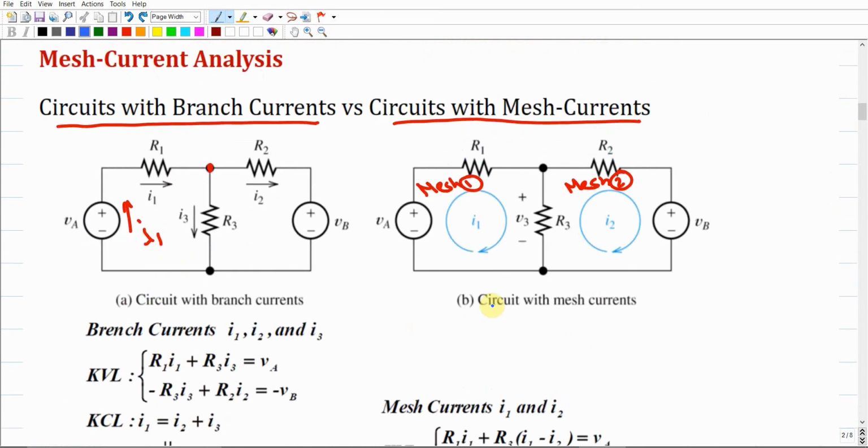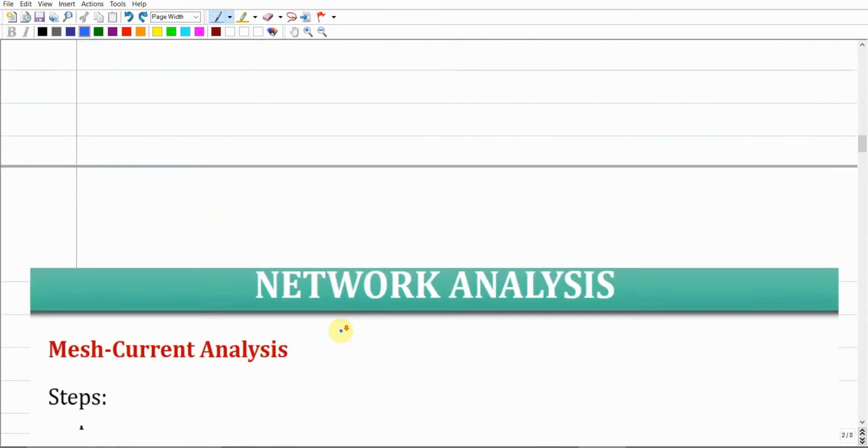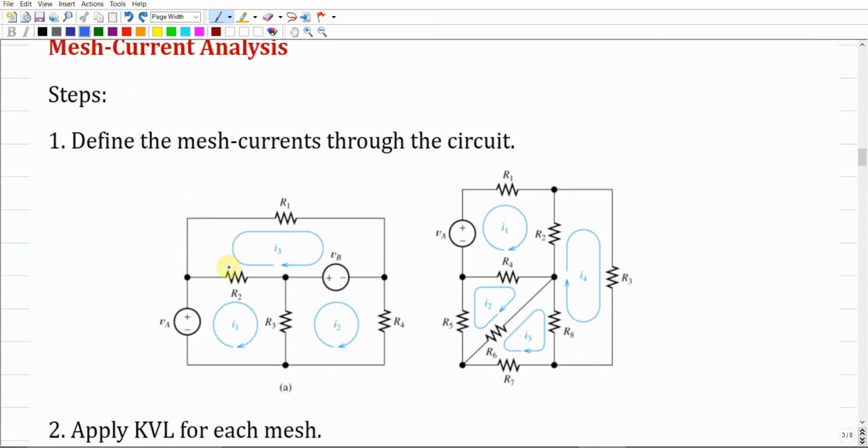So how is this method working? Basically, the procedure is very simple. It is a very simple method. Step 1 is just to define mesh currents through the electrical circuit. Don't distribute the currents as we used to do for the first two methods. Just identify or define mesh currents through the electrical circuit. So you have to locate the different meshes.